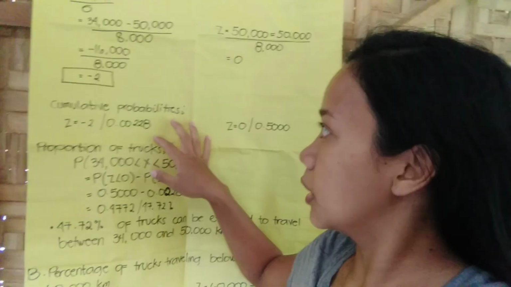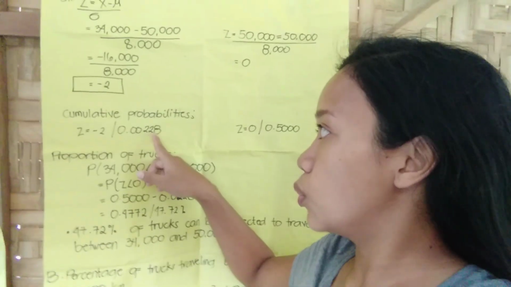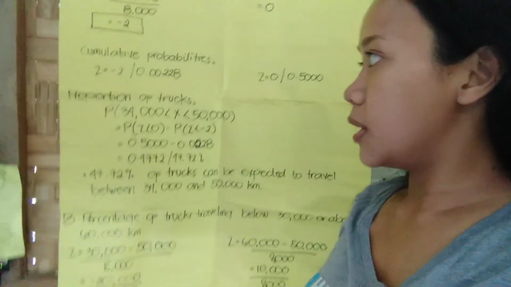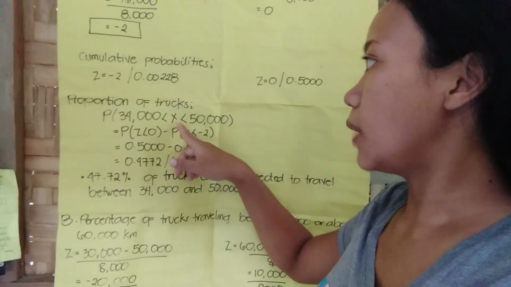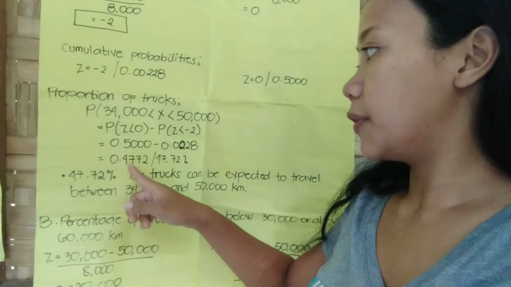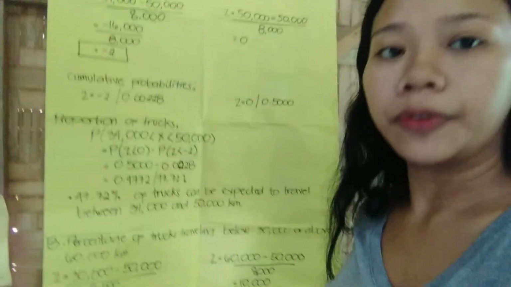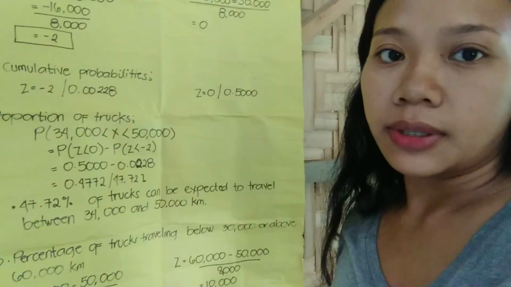So the cumulative probability of this given problem for negative 2 is 0.00228. And then let's proceed to the proportion of trucks. So P of 34,000 times 0.228 is equal to 0.4772 or 47%. So in conclusion, 47.72% of trucks can be expected to travel between 34,000 and 50,000 kilometers.